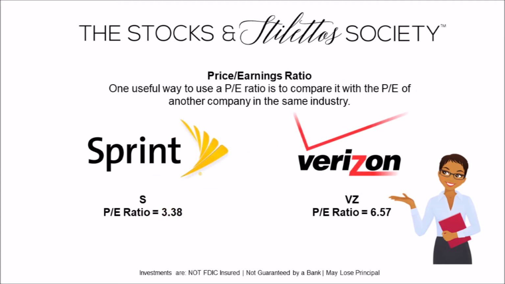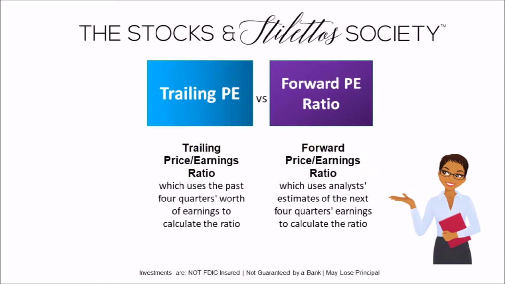Let's take a look at one useful way to actually use the PE ratio, and that is to compare it to the PE ratio of another company in the same industry. Here we have Sprint and Verizon. Sprint's current PE ratio is 3.38. Verizon's current ratio is 6.57. Investors are willing to pay more for Verizon based on its future growth prospects. However, Sprint may be a better bargain because it's got a lower PE ratio.